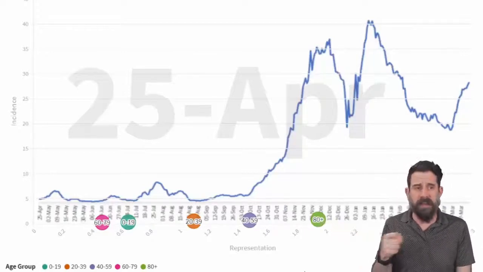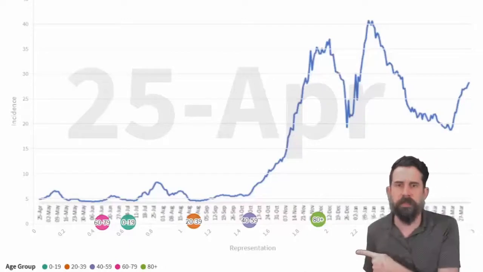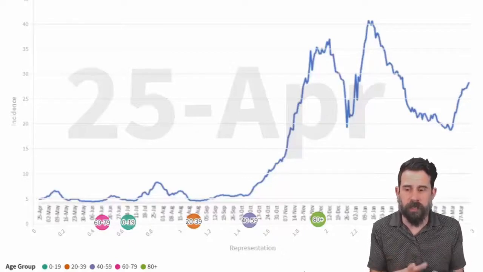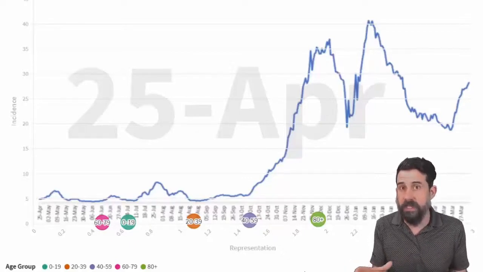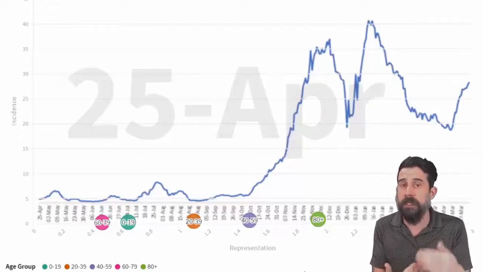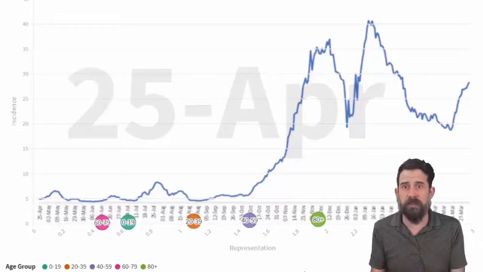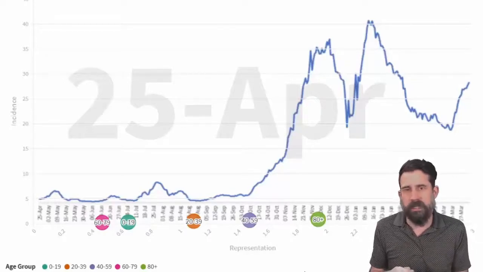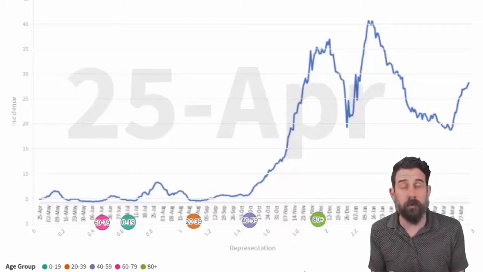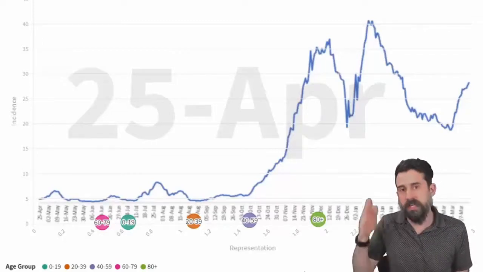Next, we've got our x-axis, and I've termed this representation. You can imagine that if we have 100 cases in the population, and those were not at all enhanced for age, where everybody had an equal chance of getting it, we might expect the number of cases per age bin to be exactly proportional to the number of people in that age group. So if 10% of the population is over the age of 80 and 10% of the cases were in over 80-year-olds, their representation value would be 1.